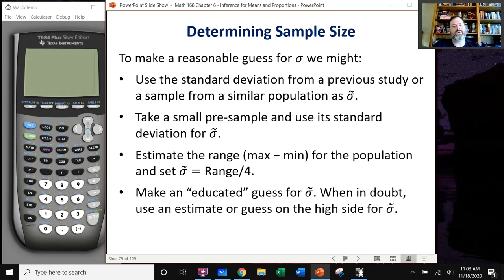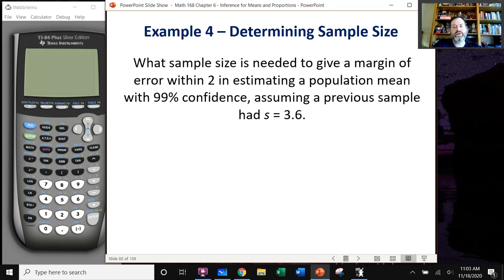So we're going to use bullet 1 when we do problems. What sample size is needed to give a margin of error within 2 in estimating a population mean with 99% confidence, assuming a previous sample had S equals 3.6? So here we're basing it on a similar study. We're assuming that we're going to be doing the second study in a series, or we're replicating somebody else's study.